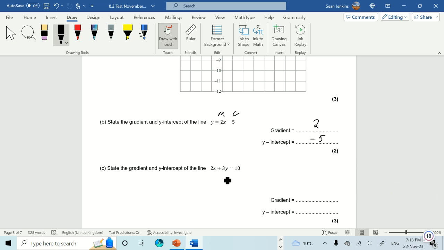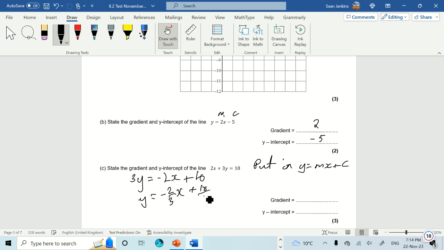State the gradient and the y-intercept of the line 2x plus 3y is equal to 10. Well, we need to rearrange this in the form y is equal to mx plus c. So I've got 3y is equal to minus 2x plus 10. And then y is equal to, dividing by 3, minus 2/3 x plus 10 over 3.